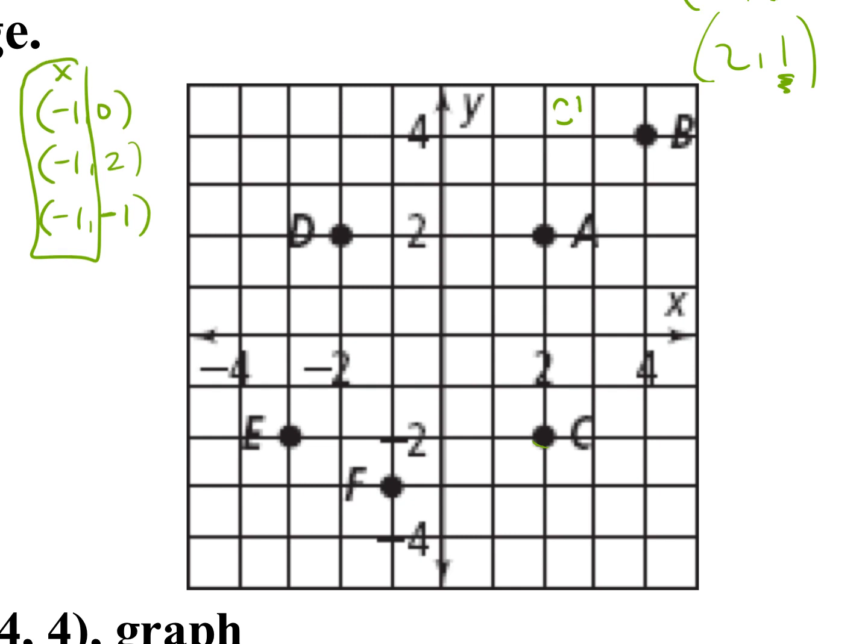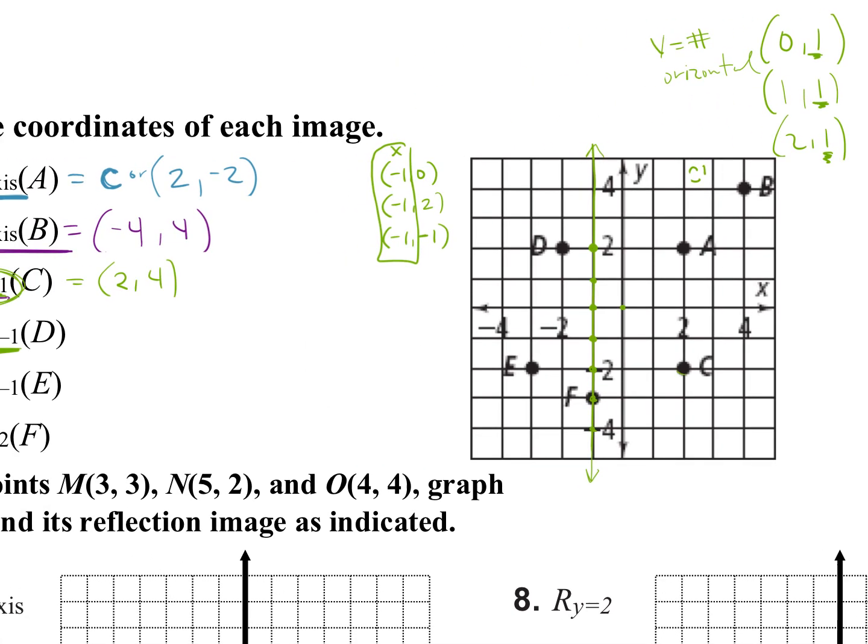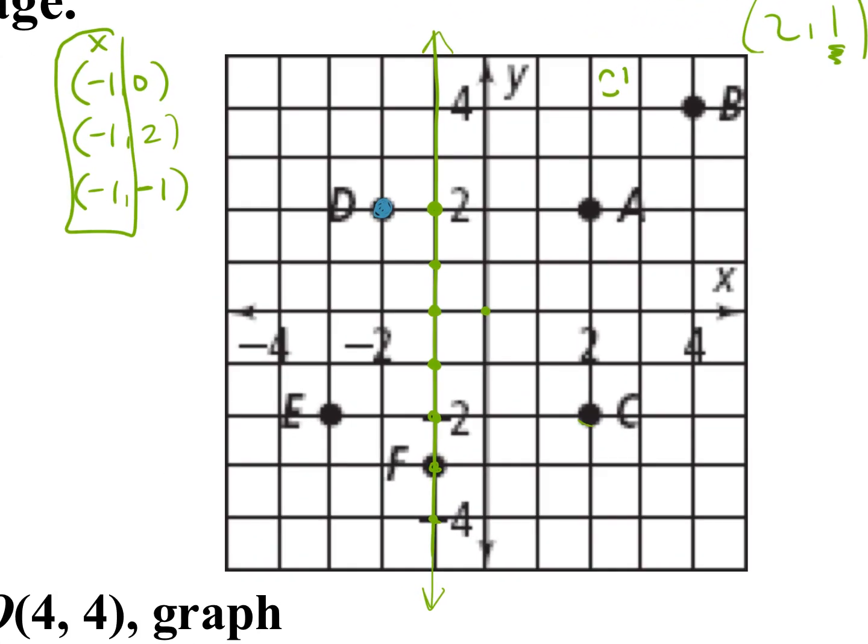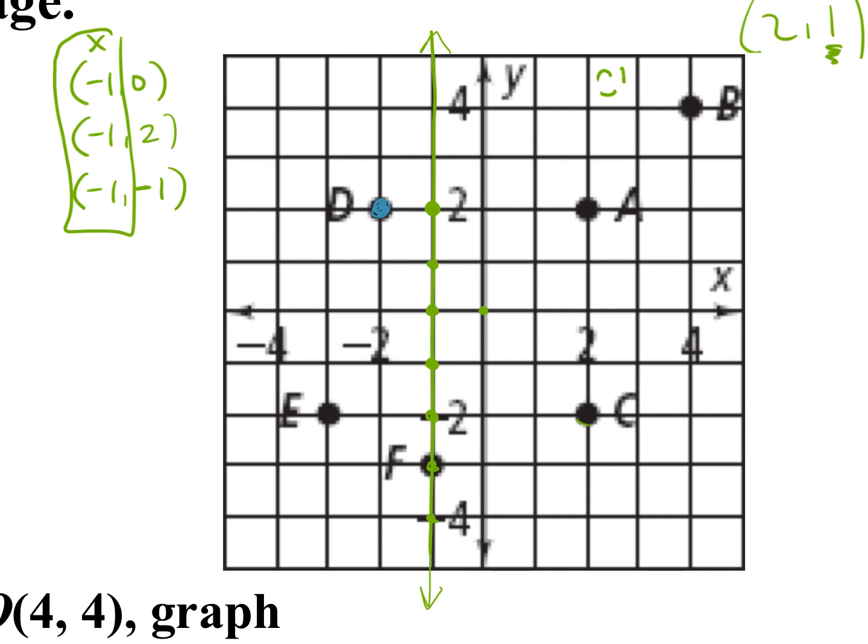So if I plot those points, here's 0, 0, right? So -1, 0; -1, 2; -1, -1. These are all the places where your x value is -1. Okay, so there's x equals -1. We are trying to flip D over that. So D is currently here. What's the relationship between D and your line? You're 1 unit to the left, right?